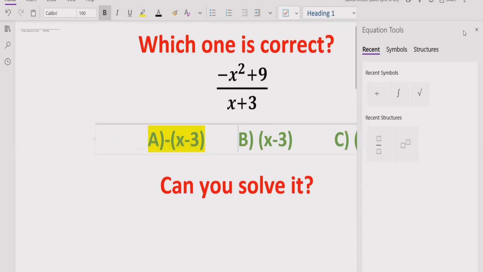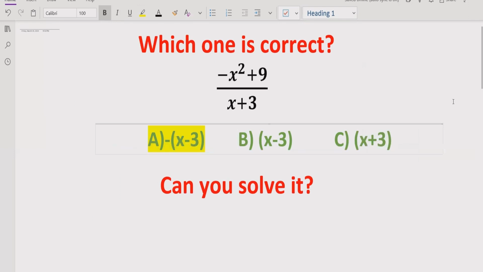So I hope you understand how you can solve this expression using the algebraic formula and find out the correct result.